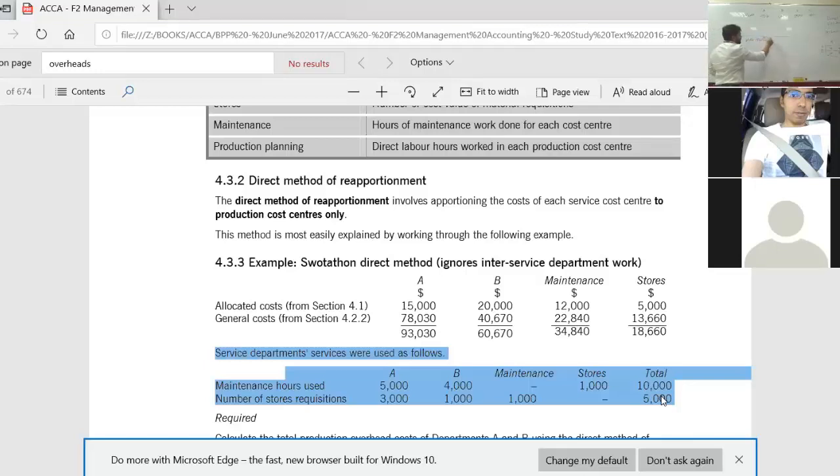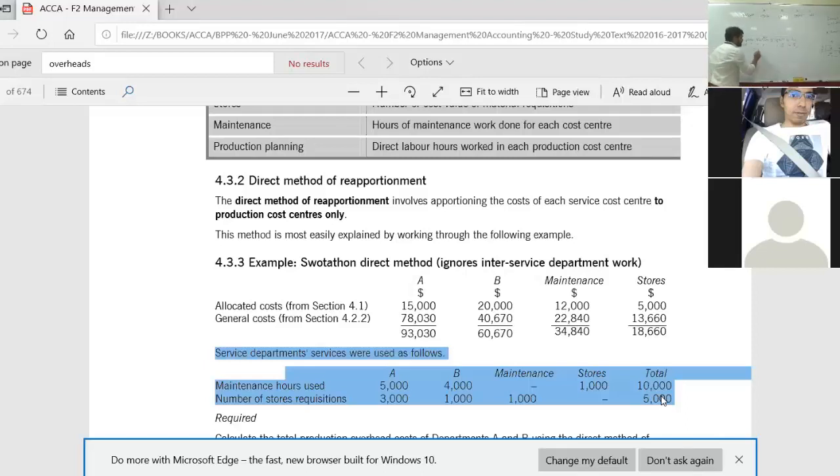Let the total overhead cost of department M be X dollars. Again, I'm assuming the total overhead cost of department M to be X dollars, and the total overhead cost of department S be Y dollars. The method is the simultaneous equation method, so we have to make the equations.